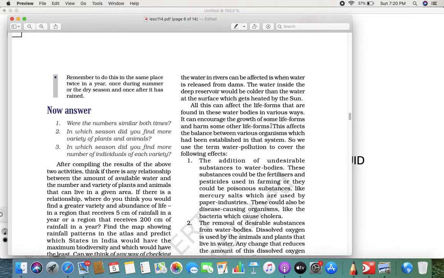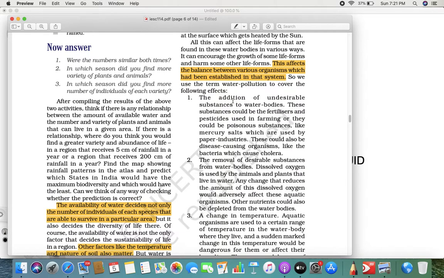It can harm some other life forms also. This causes an imbalance, right? This imbalance, what I was saying, is established in our system. So the first thing, as I said, is the addition of undesirable substances that go into our water bodies like fertilizers and pesticides, they are poisonous substances. So if those poisonous substances are eaten by our fishes and our marine animals, definitely it is going to kill them.